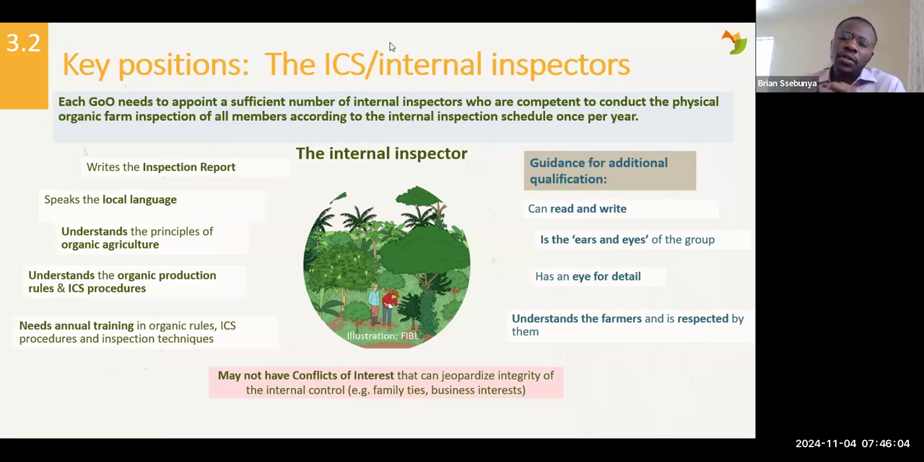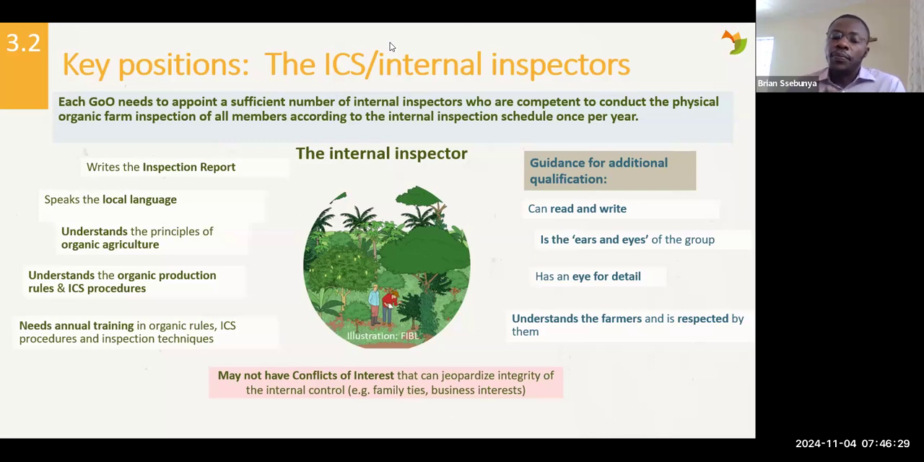Preferably, you should actually be an agriculturist or somebody who understands organic production. And that goes to understanding the organic production rules and ICS procedures. And of course, they should be trained. They need training on an annual basis, every year, to be reminded, to be refreshed, so that they understand the rules by which they are playing.